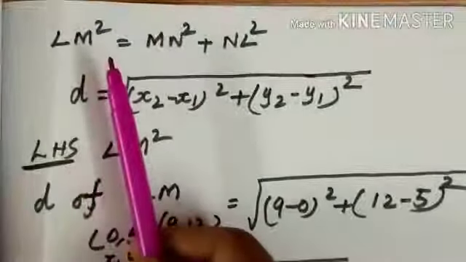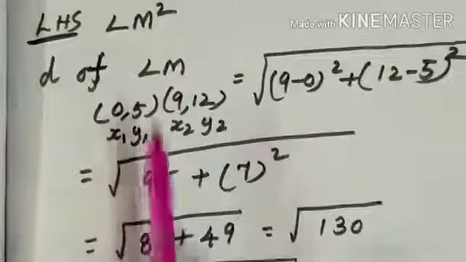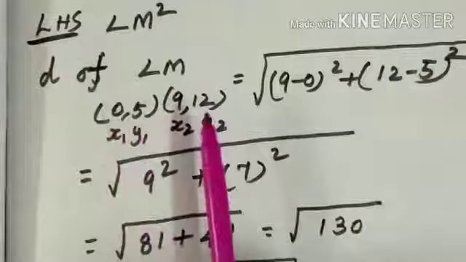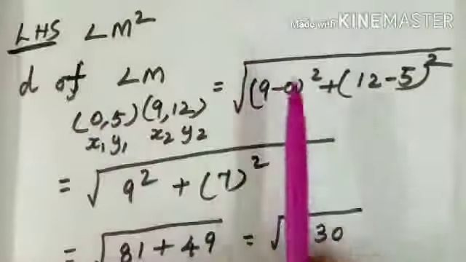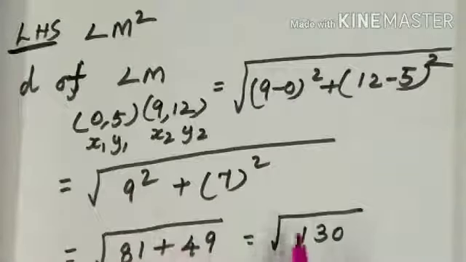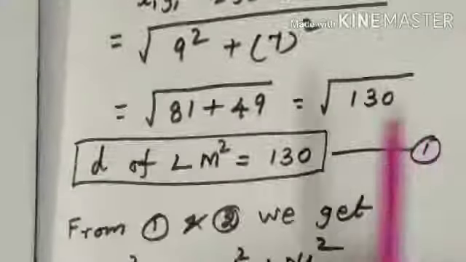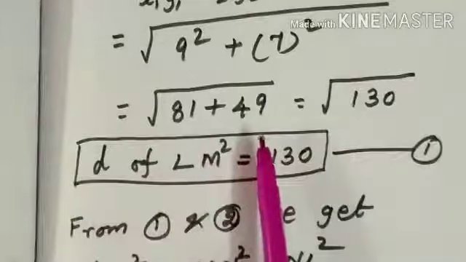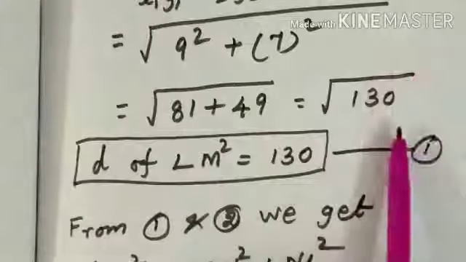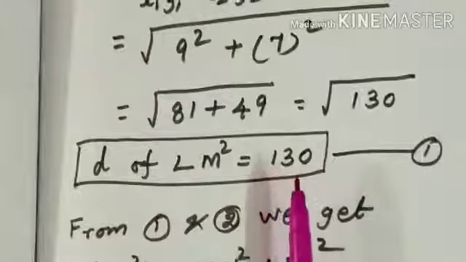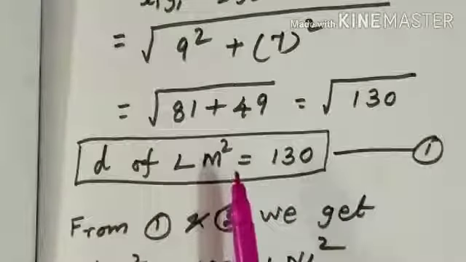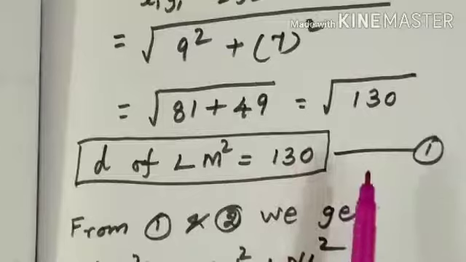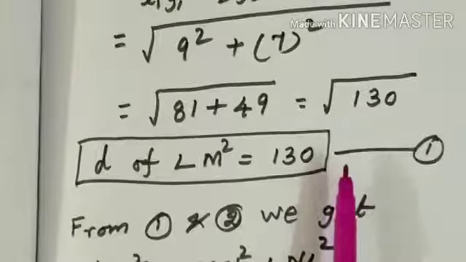First you take left hand side, that is LM squared. Take down and write the L point and M point. Now apply these points in the distance formula, and we get the distance root of 130, that is distance of LM the whole squared, so the square root is cancelled, therefore we get 130. Distance of LM squared is equal to 130. This one is LHS answer.